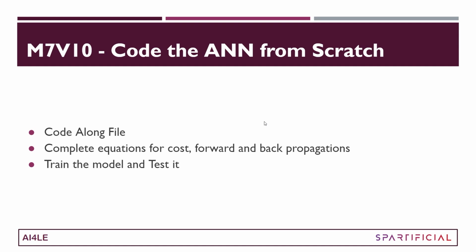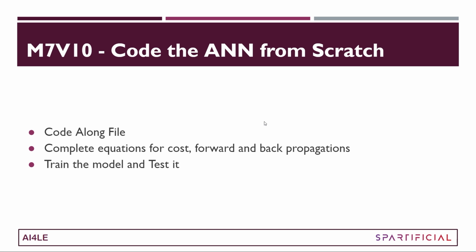Hey guys, welcome to the 10th video of Module 7. Here we are going to code the artificial neural network from scratch. Everything that we have understood so far in this module, we are going to implement and code completely from scratch. Make sure to download the code along file and code with me, where we are going to complete all the equations for the cost function, forward propagation, backward propagation, then train the model and finally test it and see how comfortable we are with the artificial neural network.